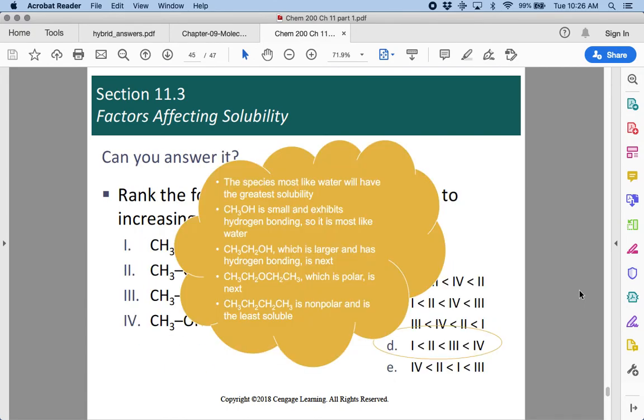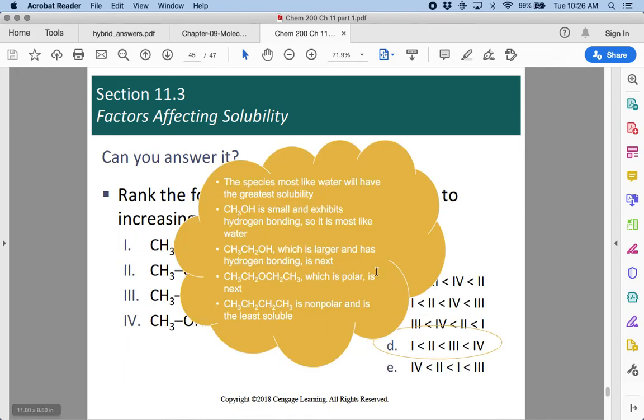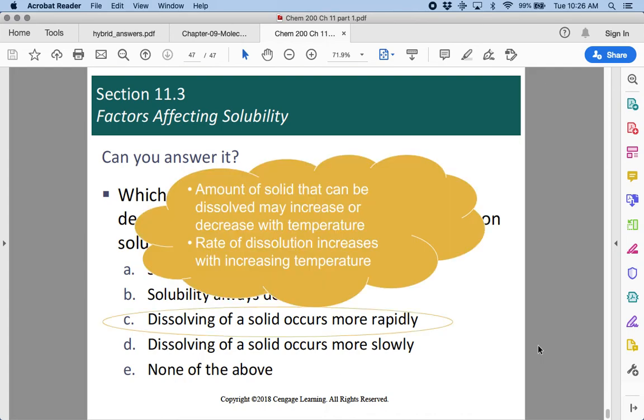Oops, sorry about that. The question is there. This was ranking these in increasing solubilities, so you can look through these. Which statement below more accurately describes the effect of increasing temperature on solubility? Make sure that you read this properly. Dissolving a solid occurs more rapidly, but gases, as we increase the temperature, will decrease in solubility.